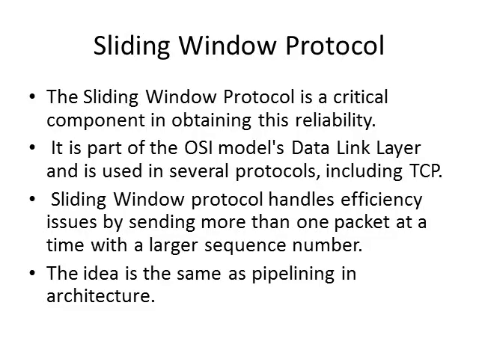Sliding window protocol is mainly used for obtaining the reliability of data packets. This is a part of the OSI model, and it is made use of in the data link layer protocol. Sliding window protocol handles the efficiency issue by sending more than one packet at a time with a larger sequence number.